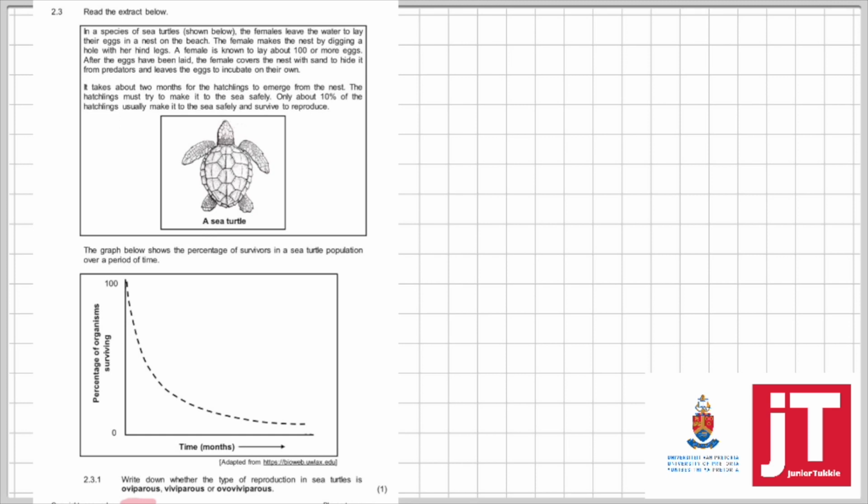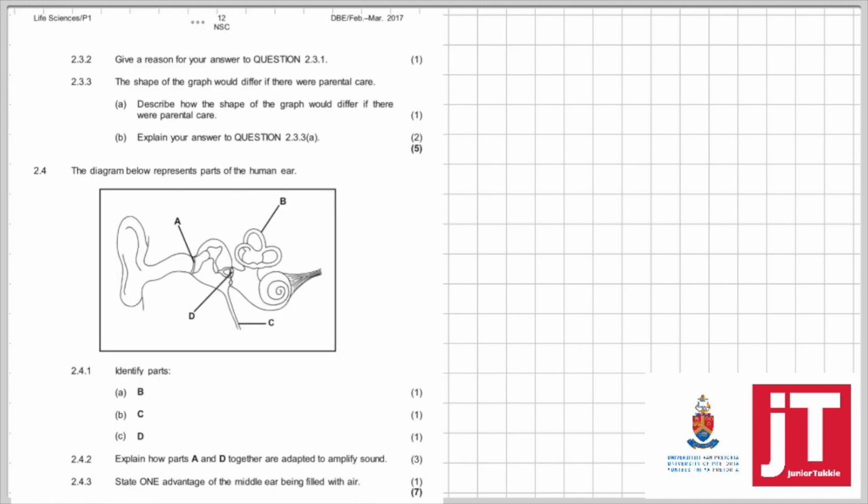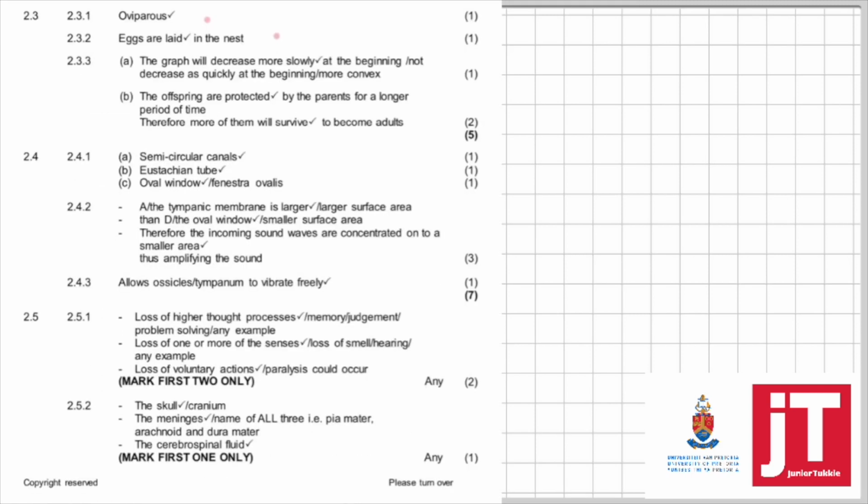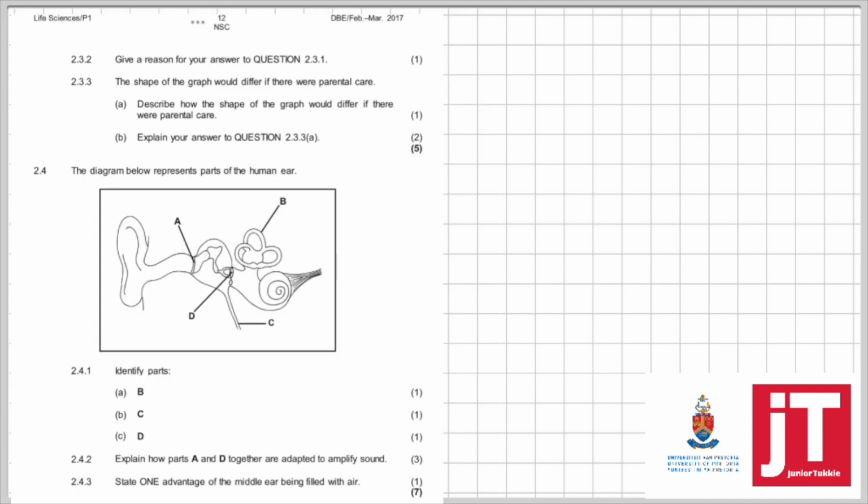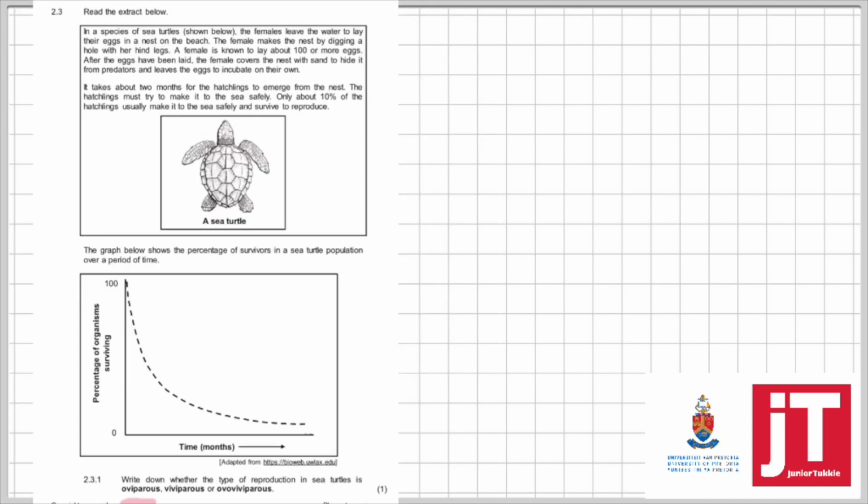But now, if you look at this here, the percentage of survivors decreased drastically because there's no parental care. Right. Now, the graph will decrease more slowly at the beginning. And it won't decrease as quickly so it will be more convex. So if we go backwards, meaning it will decrease more slowly, so it will be more convex. So that is what they mean.